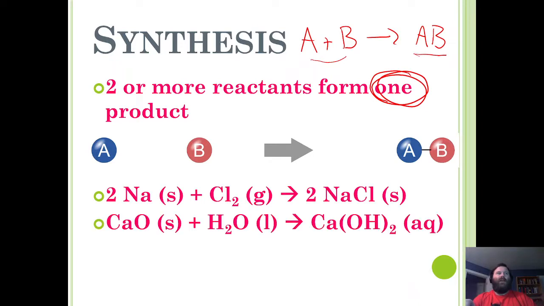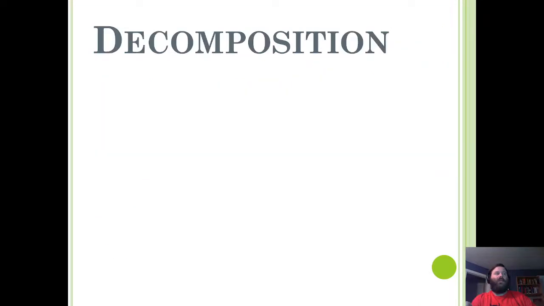And so you've got 2 examples down here, where again we've got 1, 2, but over here we've only got one compound on the product side. All right, so that's synthesis.